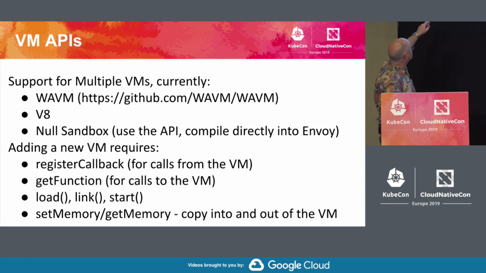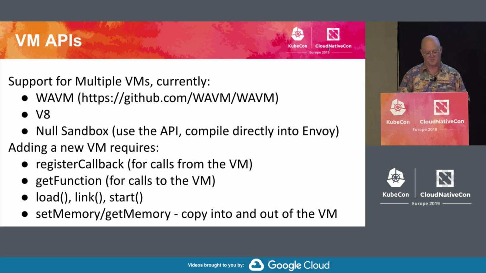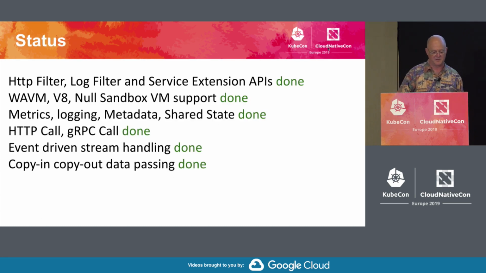And finally, we do everything by copying memory in and out of the VM. That's because that's sort of the lowest level, simplest API. It also means that we can wrap the VM in a process if we want to add additional security. And so you have to add simple set memory and get memory operations. And once you do that, you could implement a new VM.